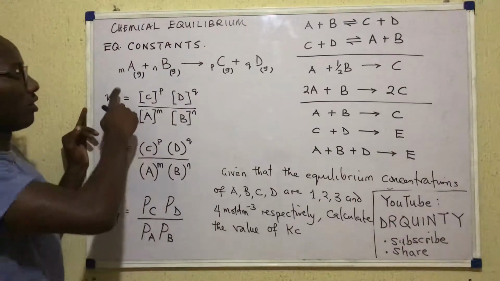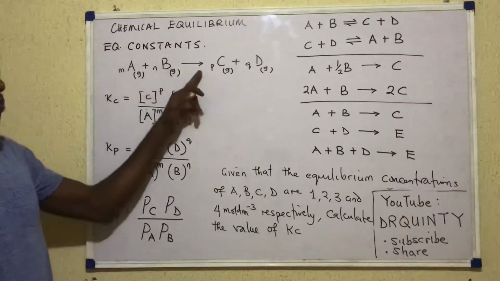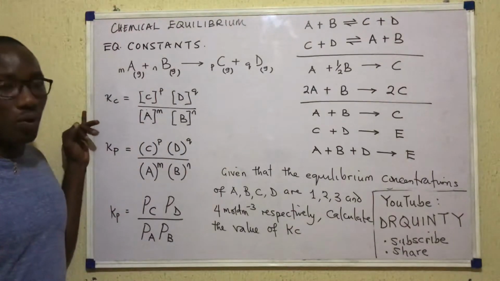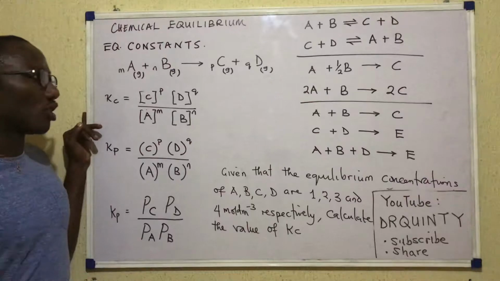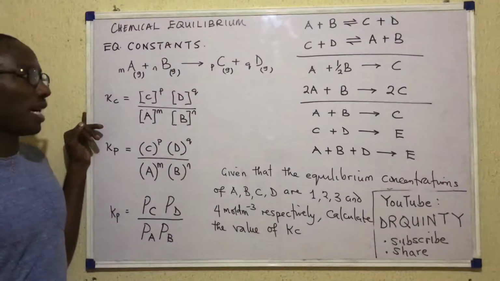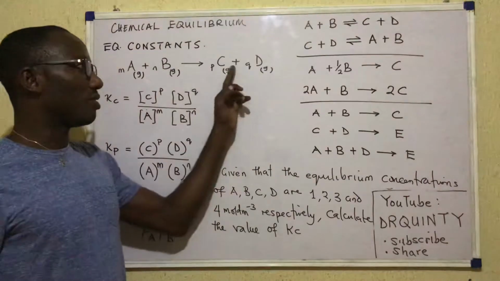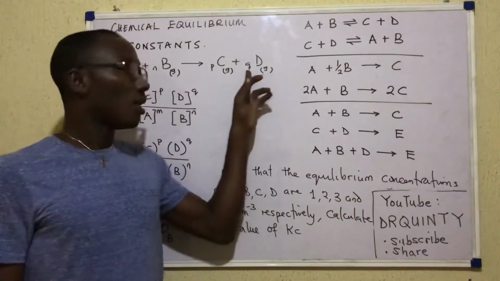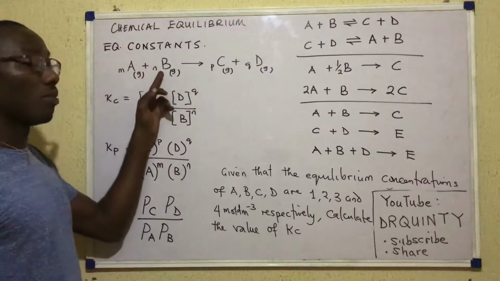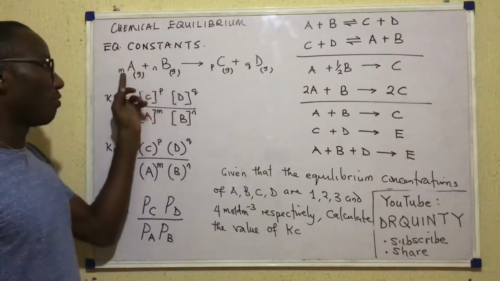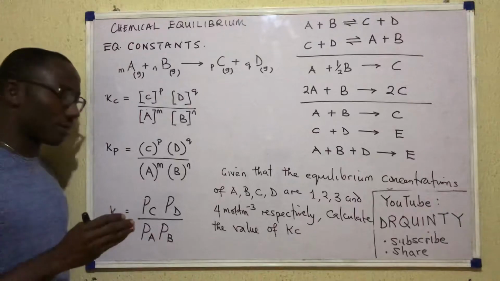Now assume we are given a reaction like this, A and B combining to give C and D. The M, N, P and Q there are described as the coefficients of A, B, C and D respectively. For such reactions, when we take the concentrations of the products and raise them to the power of their coefficients, and then divide that by the product of the concentrations of the reactants raised to the power of their coefficients, what we get as a result is usually a constant.